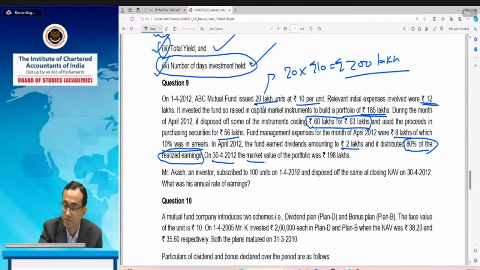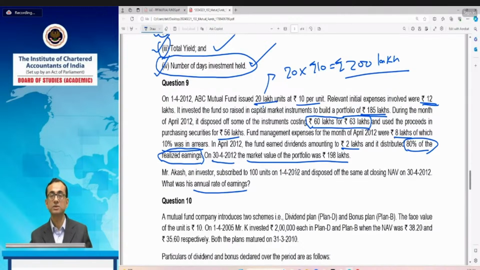And at the end of the month of April, that is on 31st of April 2012, the market value of the portfolio was 198 lakh. This was the total market value. And what you have to calculate is the annual rate of earning. So how is the annual rate of earning calculated? The return is calculated, we have done this problem before. That is closing NAV minus opening NAV plus dividend plus capital gain, right?